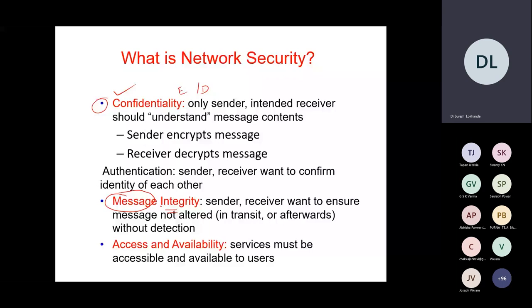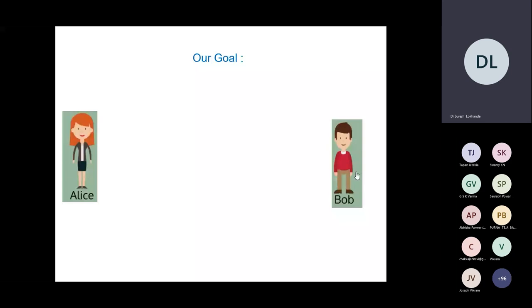Keeping this CIA in view, our goal is that communication has to take place between these two people. The very first thing we need here is authentication. The sender has to authenticate that the receiver is the right person, and the receiver has to authenticate that the sender is the right person. So this authentication is required to be performed.